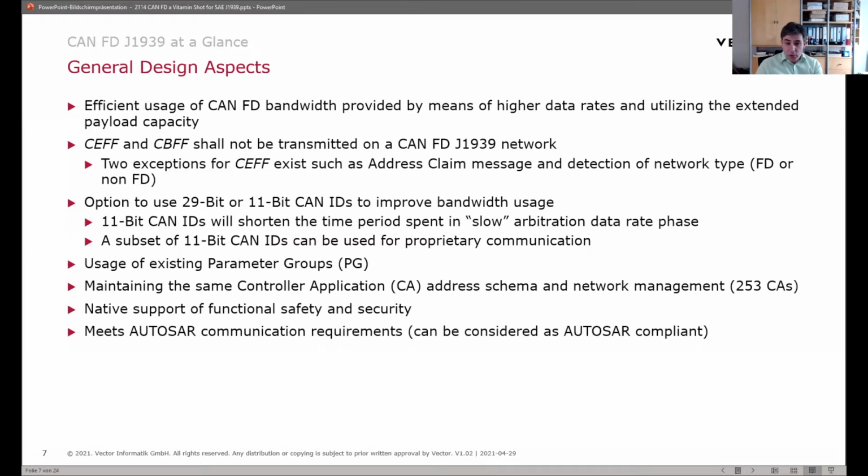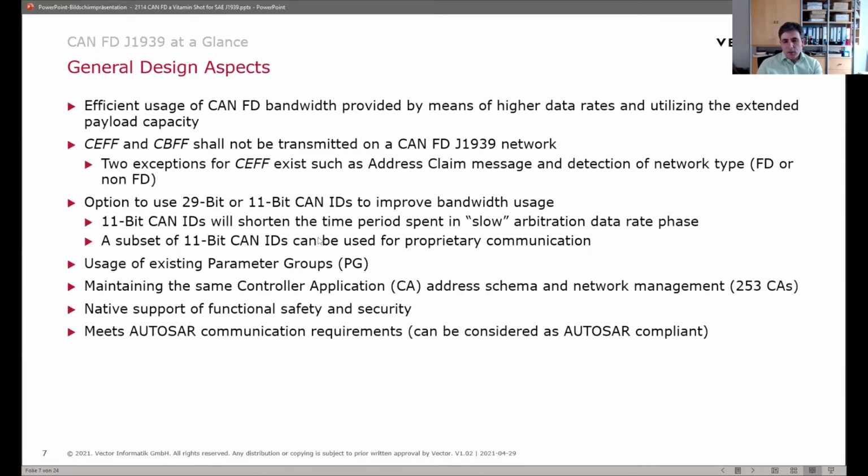Then what is also new and a significant change is that we use the 29-bit or 11-bit CAN ID. And the 11-bit CAN ID is somehow preferred. So the standard gives you all options, but if it comes down to efficient usage of the CAN FD protocol, you may seriously think about using 11-bit CAN IDs to really use the bandwidth, because there's a difference in whether you communicate with 29-bit or 11-bit CAN IDs.